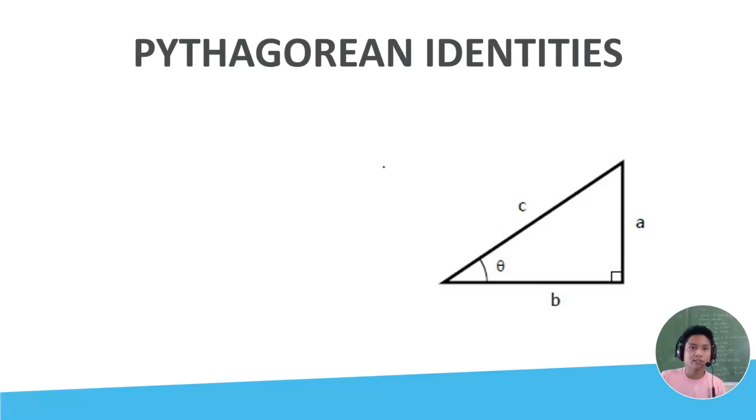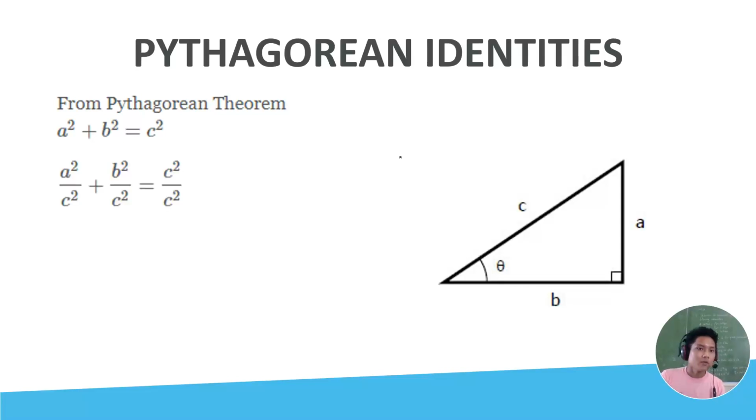Pythagorean identities are derived from the Pythagorean theorem. Given a triangle that has sides a, b, c, and an included angle theta, if we use the Pythagorean theorem, we have a squared plus b squared equals c squared. Divide both sides by c squared. We will have a over c raised to 2 plus the quantity b over c raised to 2.